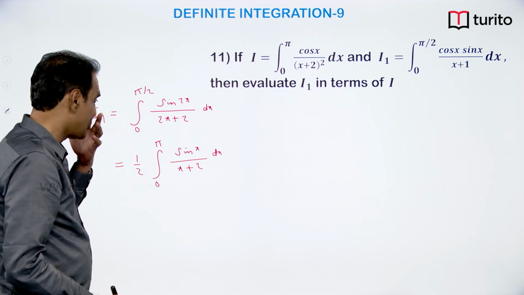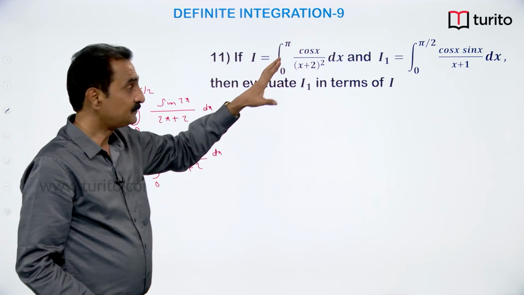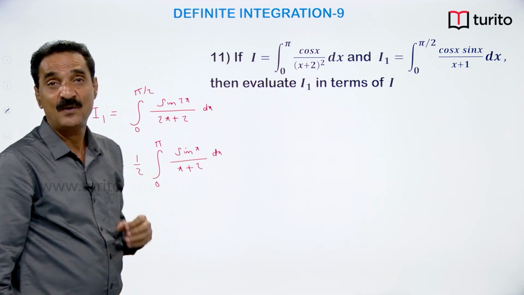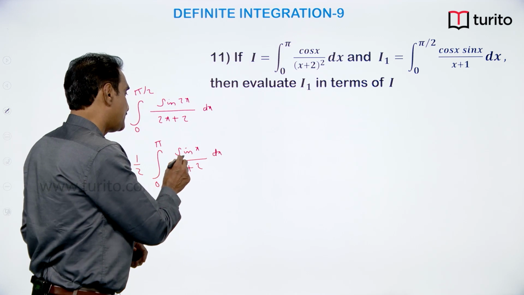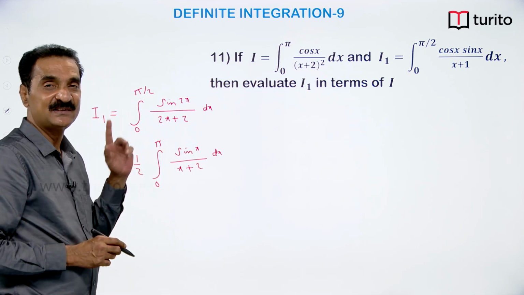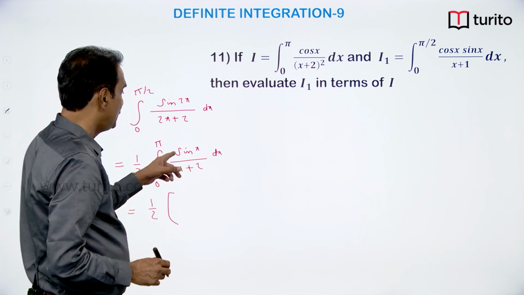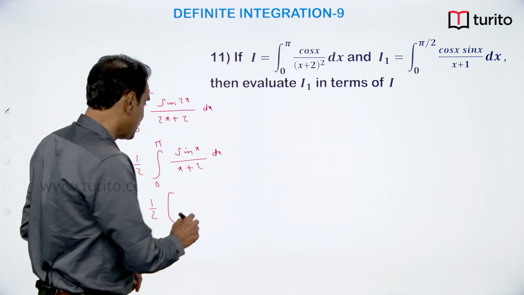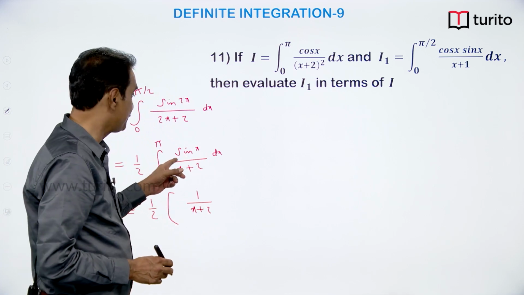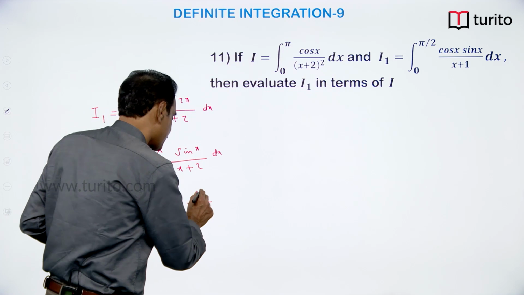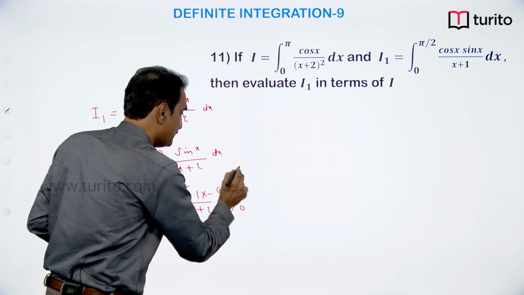Okay. Now, to calculate this further, we have to express it in terms of I. We want x plus 2 whole square. So, what we will do? Let us integrate it by parts, taking 1 by x plus 2 as first function and sin x as second function. Then half into first function into integral of the second function. First function is 1 by x plus 2. Integral of the second function is minus cos x. Limits 0 to pi.